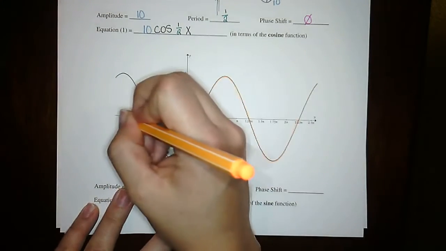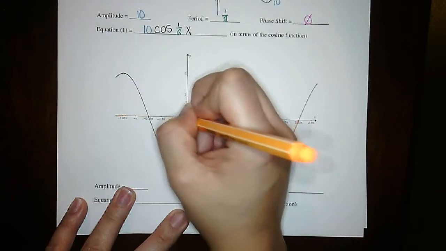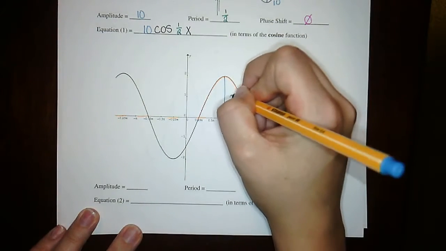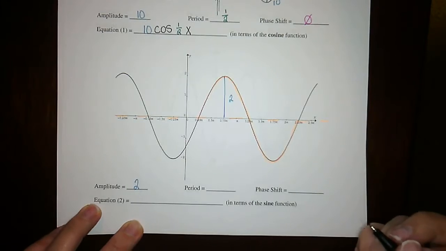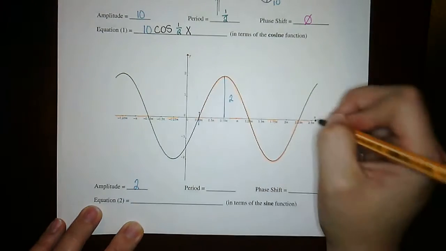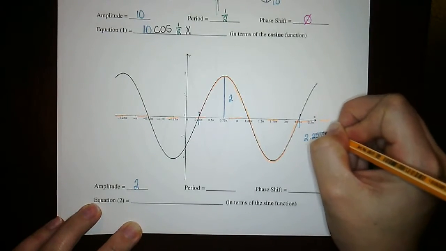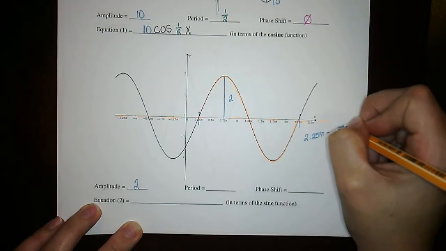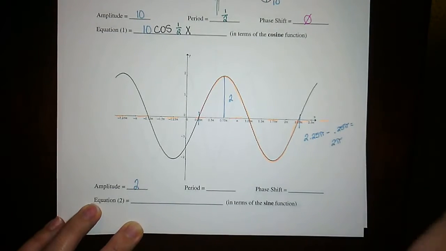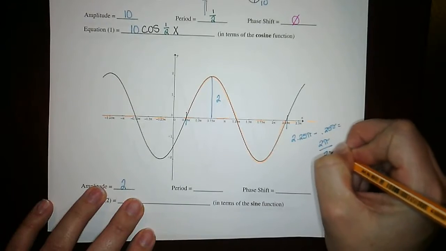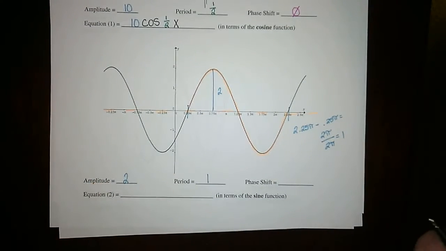Your midline is still here. And so amplitude first. How far up does it go? 2. Period. It's from start to finish. So it ends at 2.25 pi and begins at 0.25 pi, which gives us 2 pi. So our period is 2 pi, and we're going to use the same formula we did up here. 2 pi divided by this value, which is 2 pi. And 2 pi divided by 2 pi is just 1. So our period is 1.